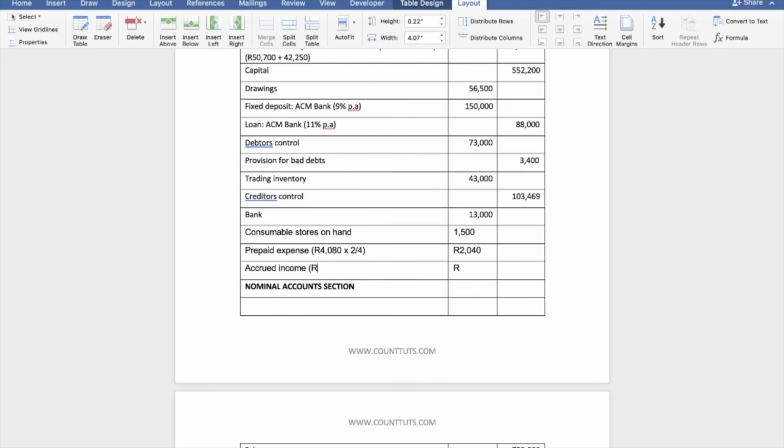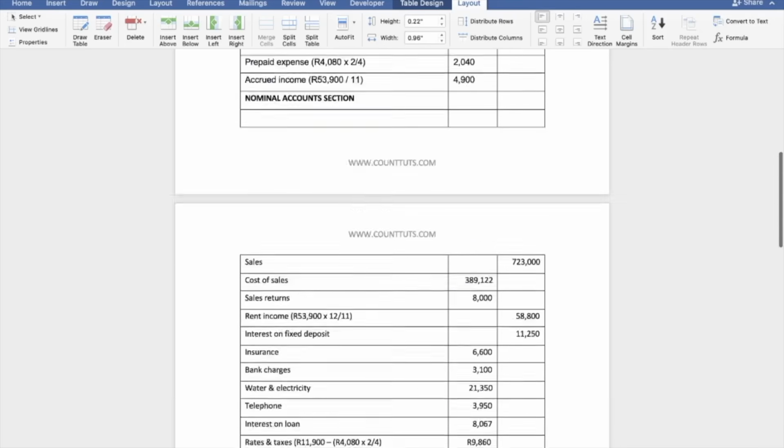And this is where you could take the 53,900 which was initially given in the pre-adjustment trial balance, just divide that by 11 to see how much it is for February which was not received, and that is what you record there. So it gives us an answer of 4,900. So we'll put here 4,900. Quite easy to do that one. Right, let's move on to the next one.